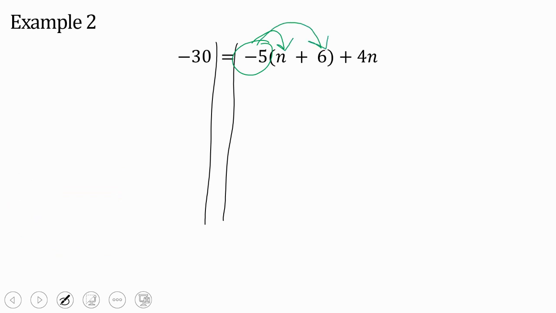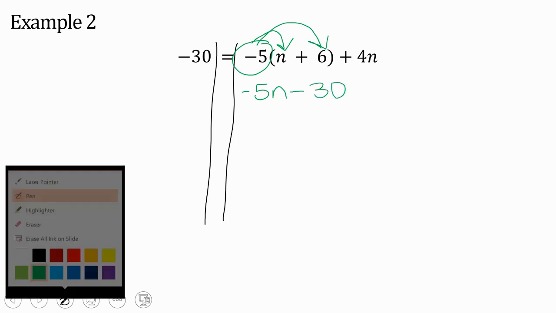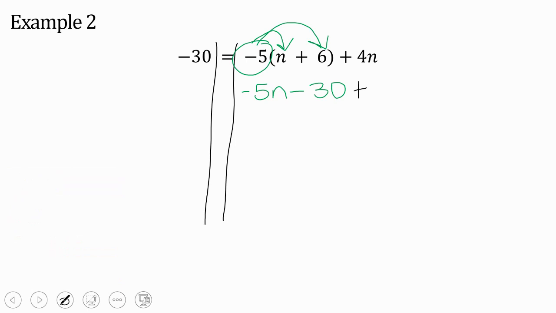We're going to multiply that negative 5 to anything inside the parentheses. That's going to be our first step. Negative 5 times n gives us negative 5n. Negative 5 times 6 gives us a negative 30. Remember, a negative times a positive is negative. Don't distribute to that 4n because it is not in the parentheses. Only distribute to what's inside the parentheses. Okay, so all we did was distribute.